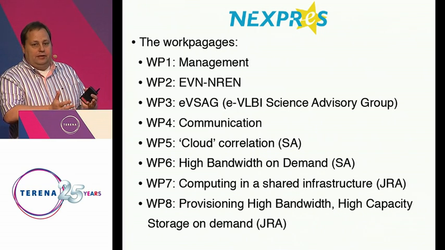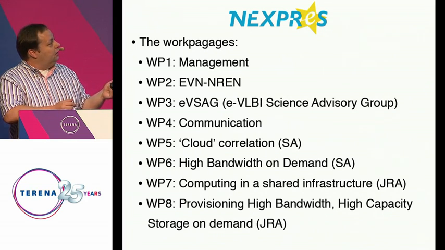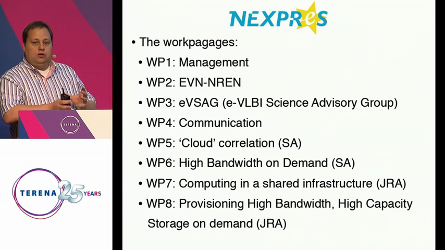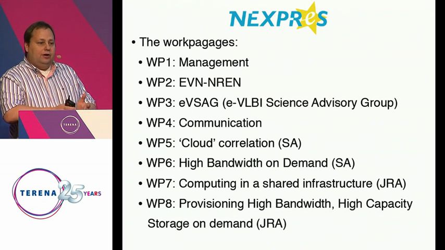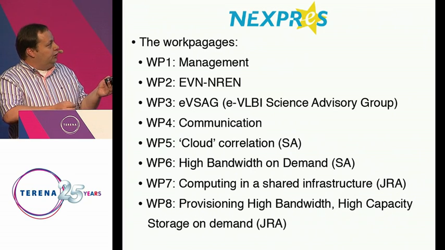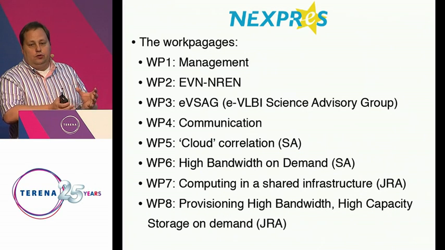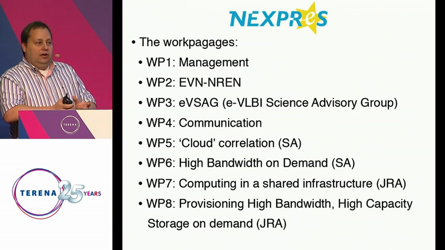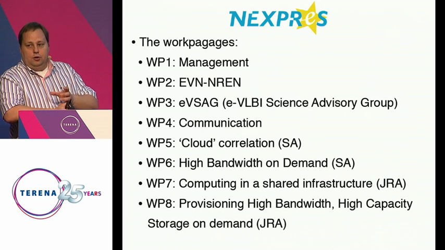It is using the new bandwidth on demand services for connecting to radio telescopes, and I'll talk a little bit more about it later on. Work package 7 is computing in a shared infrastructure. We are using our own custom-built correlators because the processing we do is fairly different from what a grid-based system does, for instance. And we are going to investigate more how to make it different, because grid systems usually work in a sort of batch mode, where you first transfer the data and then you process it.